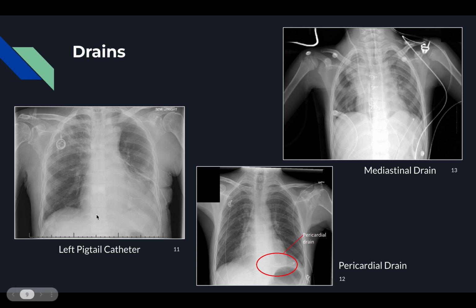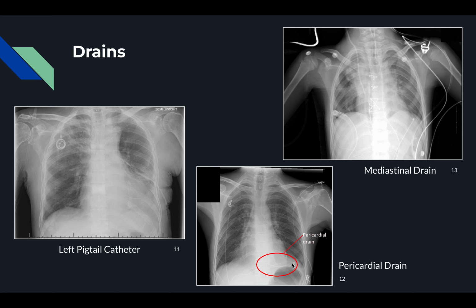This first image is demonstrating a left pigtail catheter. You can see it entering the chest wall right about here and coursing just about here, and you can see the pigtail itself here on the left side. So this was draining a pleural effusion. This middle image is showing us a pericardial drain. As you can see, here's the tubing.